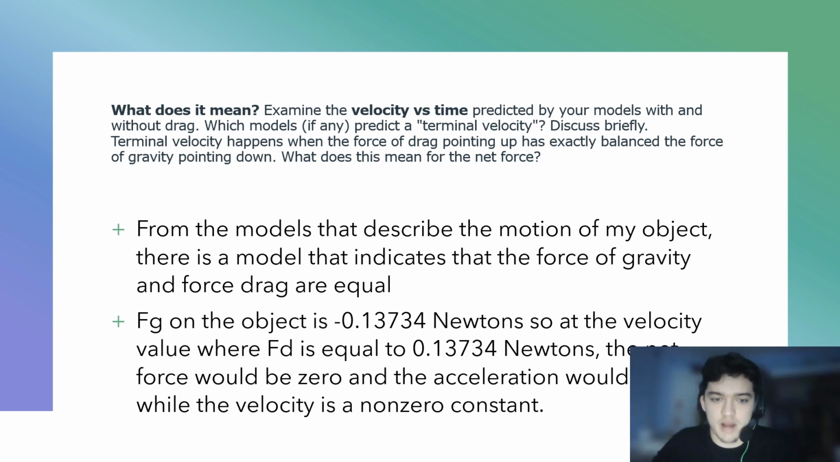From the models that describe the motion of my object, there's a model that indicates that the force of gravity and force of drag are equal. The force of gravity on the object is calculated by the mass and the gravitational acceleration constant, which is 9.81, and the mass was 0.014. This equals negative 0.13734 newtons of gravitational force on the object on Earth. And this value has to be equal to the force drag, which must be equal to 0.13734 newtons. This would make the net force 0, which means that the object would not be accelerating in any direction.